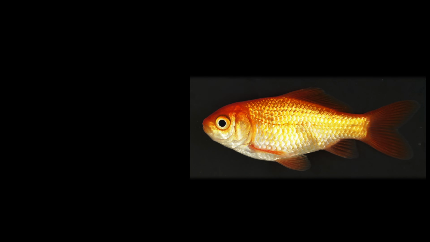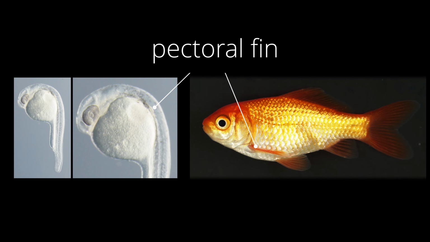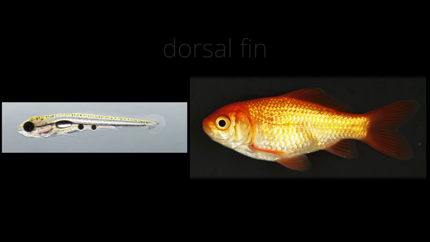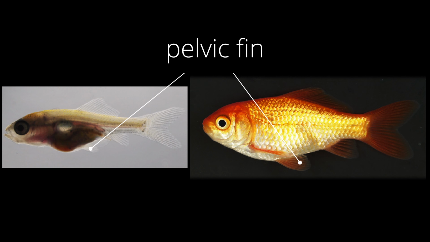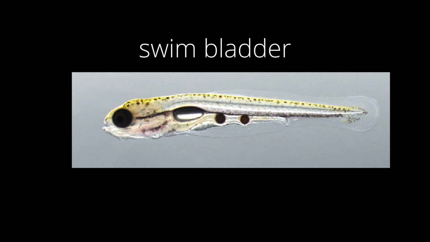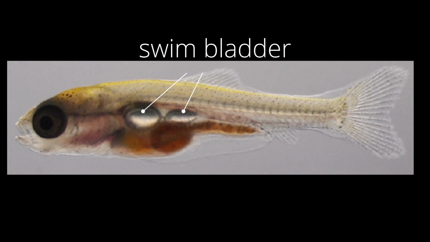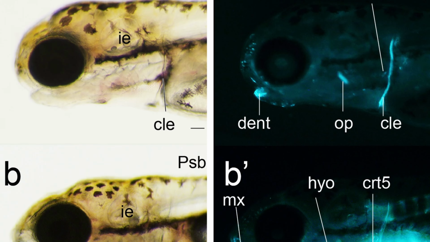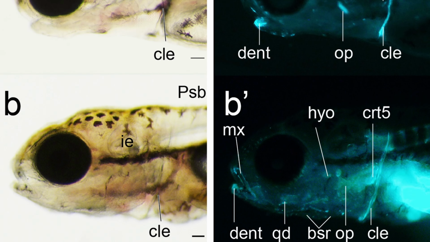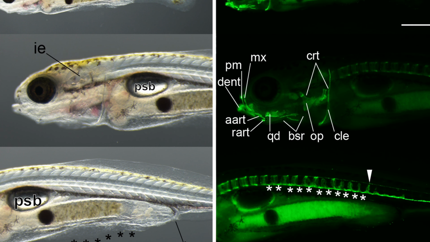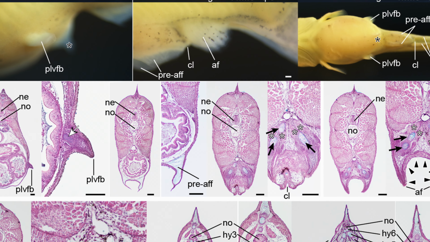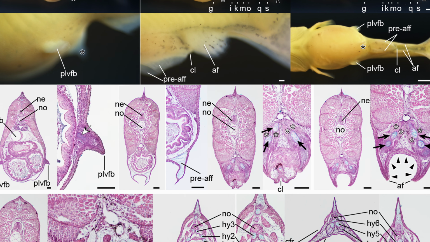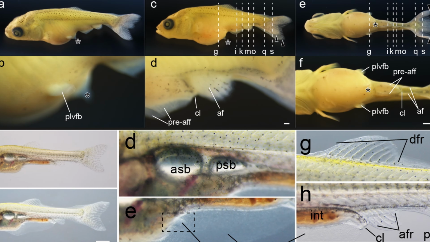For example, fins develop in this order: pectoral fins, caudal fin, dorsal fin, anal fin, and then pelvic fins. Additionally, the swim bladder initially forms as one and later divides into two as it grows. So, how can we observe the sequence in which these organs appear? In this video, we will explain observation methods based on our previous research. There are two main observation methods.